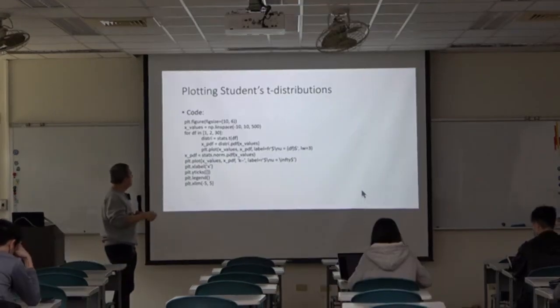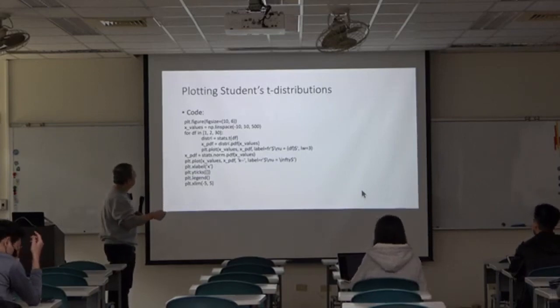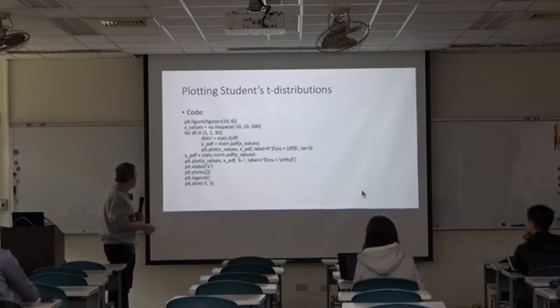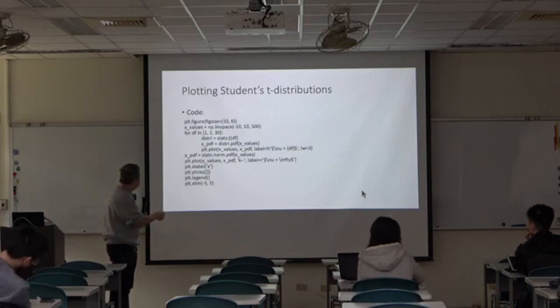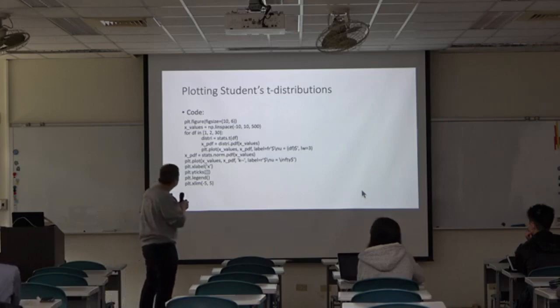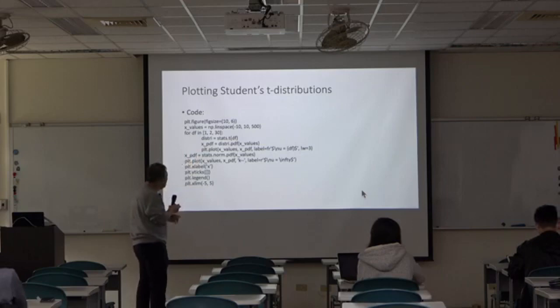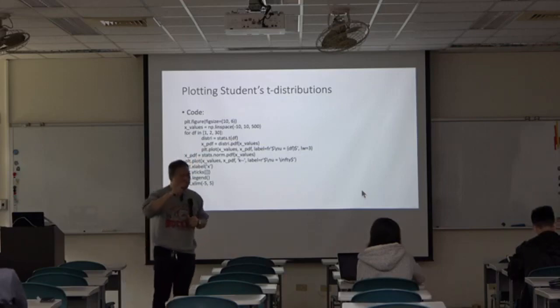So this is just the code that draws the Student t-distribution. I don't think I need to go through all this code, but you can see that in this for loop, it used 1, 2, and 30 to represent the value of v.